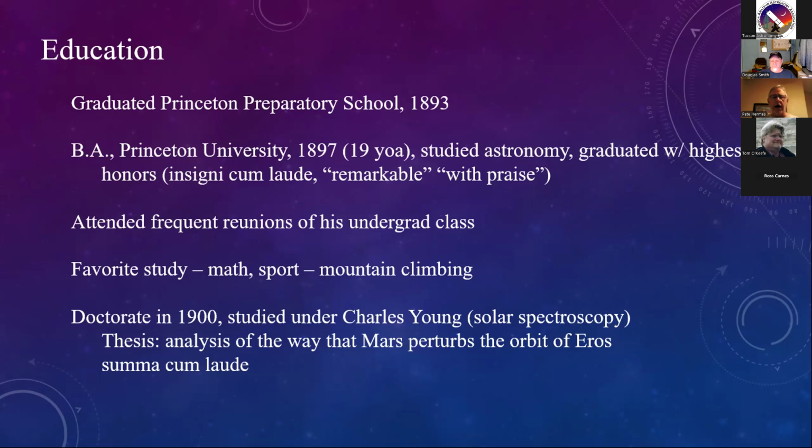He did obtain his doctorate in 1900, studying under Charles Young, a noted astronomer who, I believe, may also have been the director of the Princeton Observatory. But Young's expertise was principally in solar spectroscopy, something that you'll see again later on with respect to Russell's area of study. His thesis was an analysis of the way that Mars perturbs the orbit of Eros, and when he got his degree, it was also attained with summa cum laude honors. So not surprising.